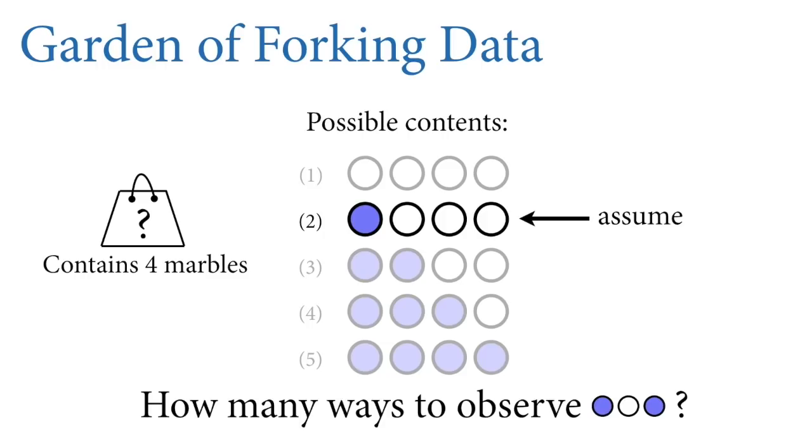So how many ways are there to observe blue, white, blue if the bag contains 1 blue and 3 white marbles? We're going to use a device I call the garden of forking data. In the garden of forking data, we draw out all the possible events that could happen from each sample. So imagine our first draw from the bag. This is our first possible observation. There are 4 things that could happen, assuming the bag contains 1 blue and 3 white marbles. So in the garden of forking data, there are 4 possible paths drawn here on the screen.